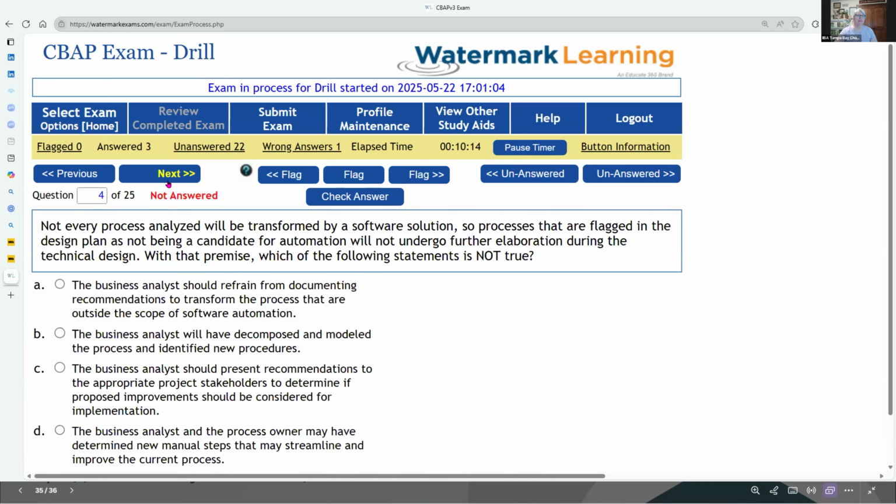Thank you very much. Not every process analyzed will be transformed by a software solution. So processes that are flagged in the design plan as not being a candidate for automation will not undergo further elaboration during the technical design. With that premise, which of the following statements is not true?